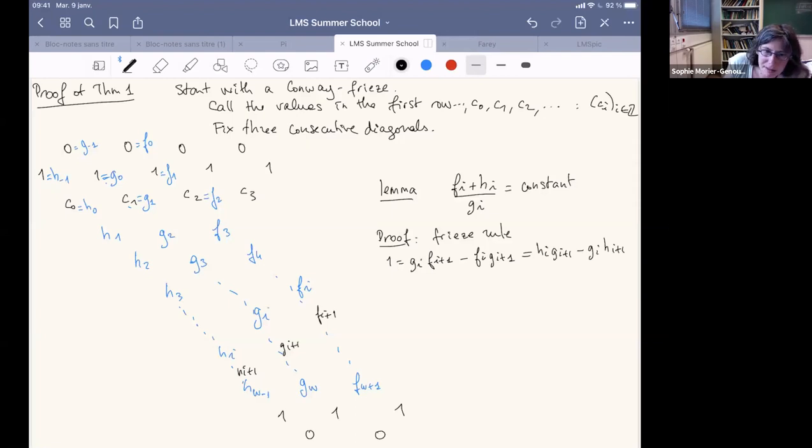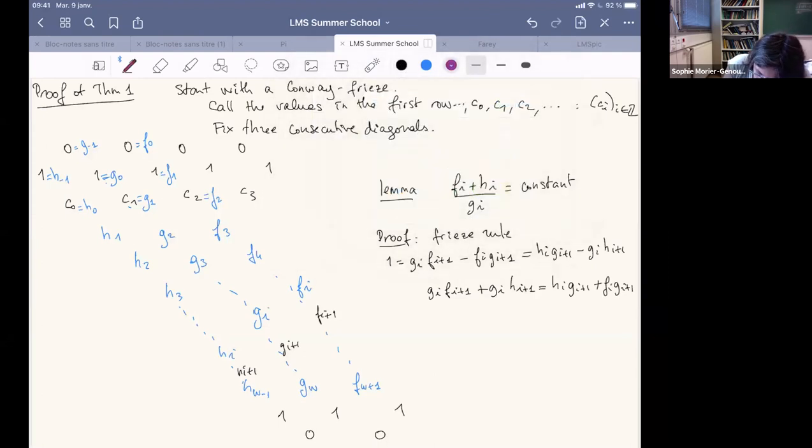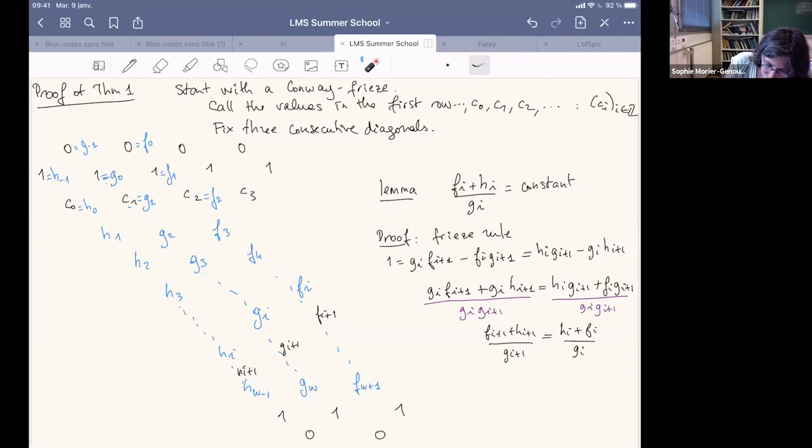Okay, we can rewrite everything without a negative sign. So I just move some terms from one side to the other. And then if I divide everything by Gi G(i+1), I obtain that F(i+1) plus H(i+1) over G(i+1) is the same as Hi plus Fi over Gi. So this quantity does not depend on i.